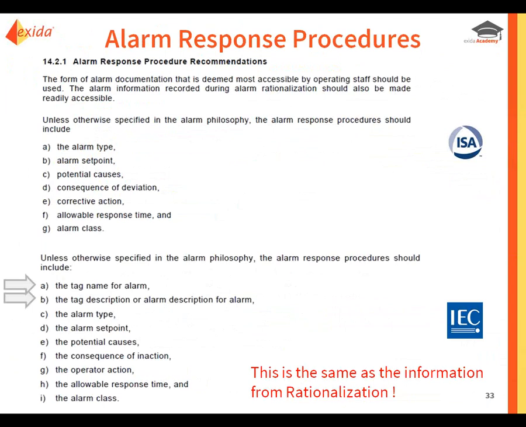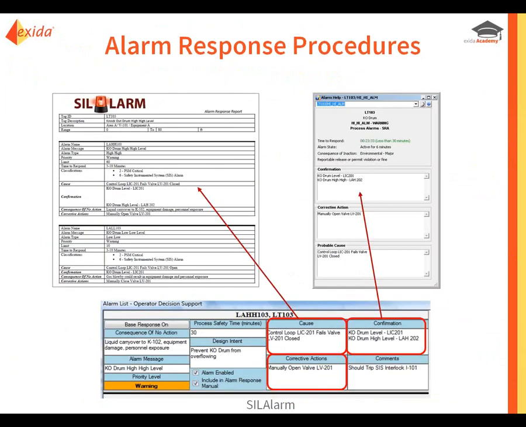So a dual purpose of the master alarm database is not just to contain all this information when you're done, but to be able to extract it out and create these alarm response procedures. If you're not doing that, then you're not getting the full benefit of performing the rationalization process. So with our cell alarm tool, we can actually create alarm response procedures as self-contained documents from within the tool.